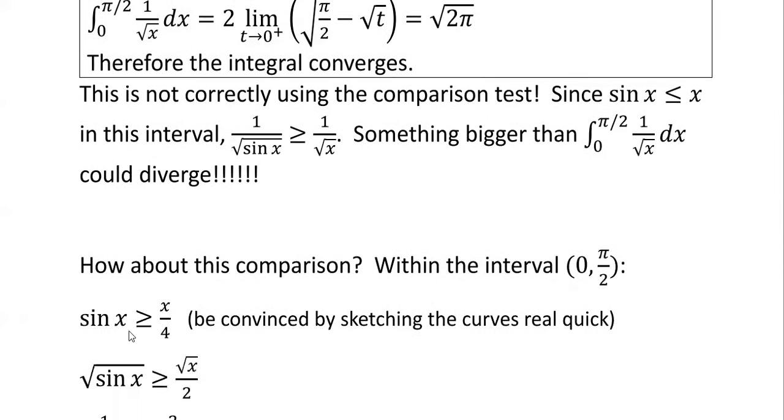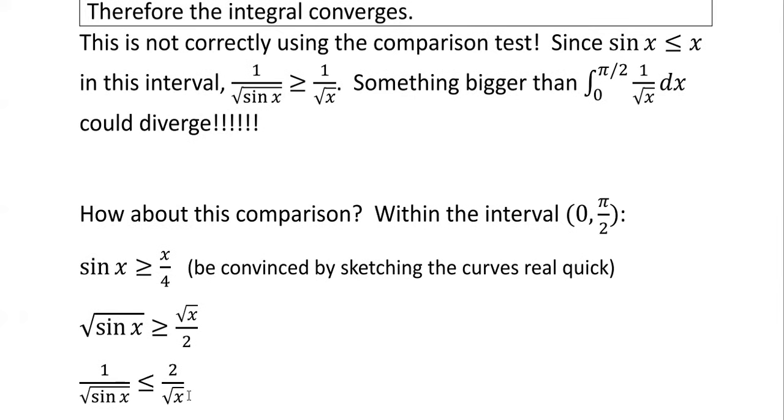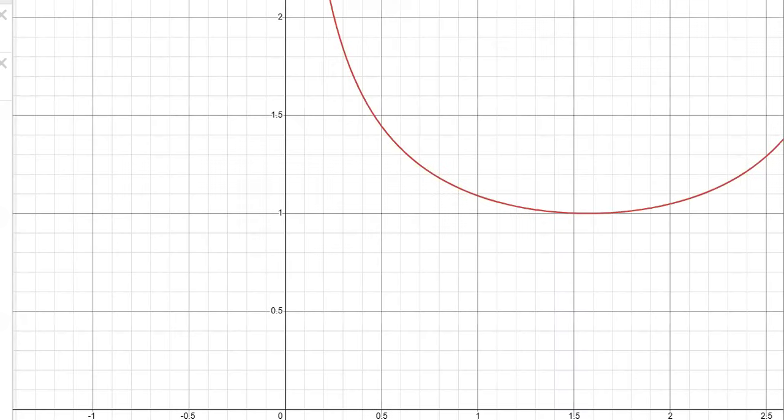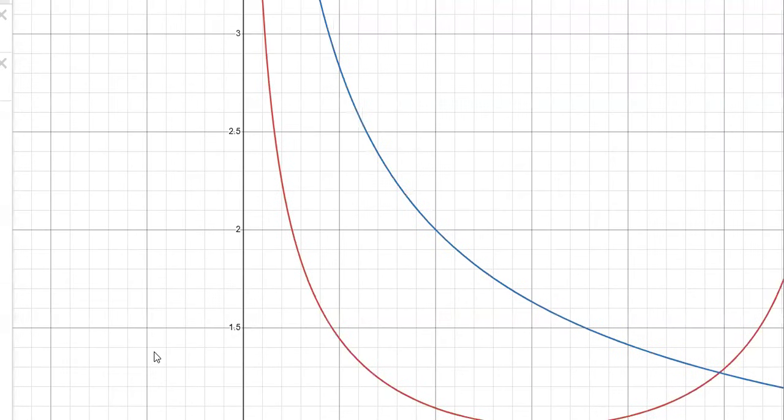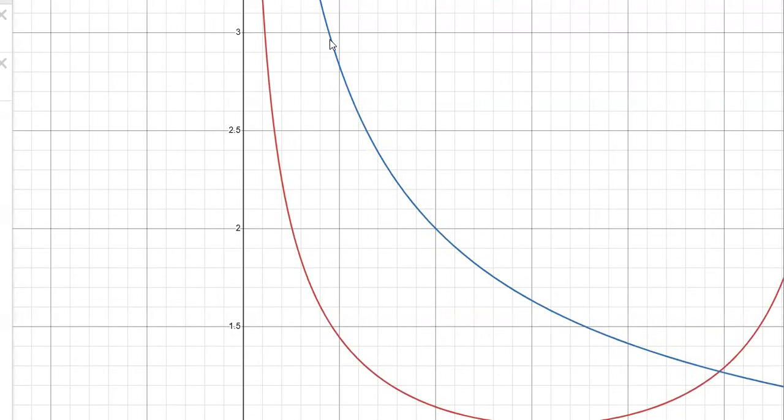So I know that sine x is greater than or equal to x over 4. You can be convinced by sketching the curves real quick, okay? The square root of sine x, if I square root both sides, is greater than or equal to square root of x over 2. Now I just invert both sides. So 1 over square root of sine x is less than or equal to 2 over square root x. This is very similar, right? Let's even look on the graph again real quick. So this is on screen right now. It's 1 over square root sine x. 2 over square root x is right there. It's bigger, right?